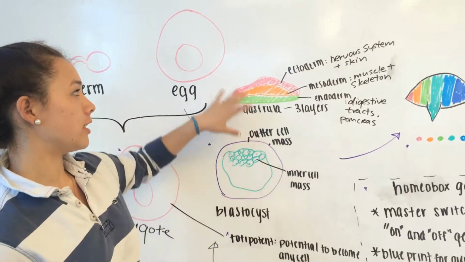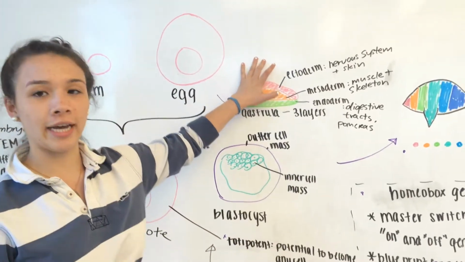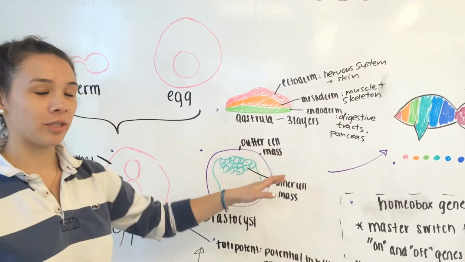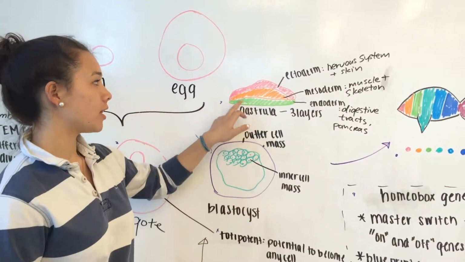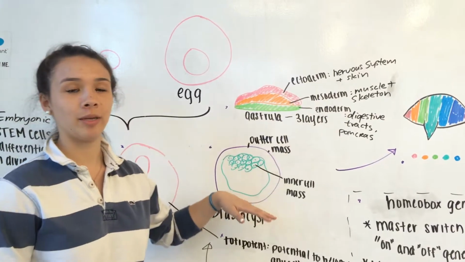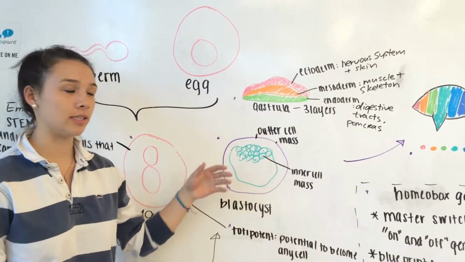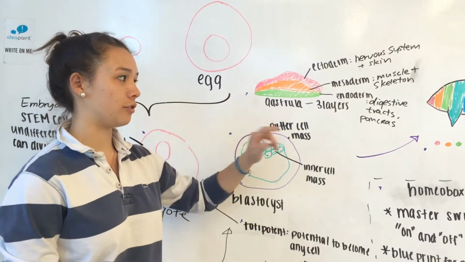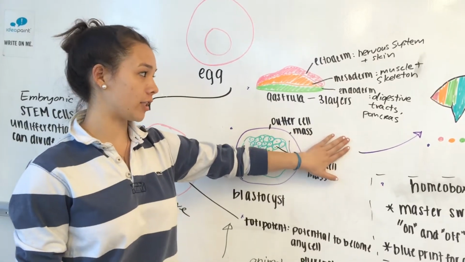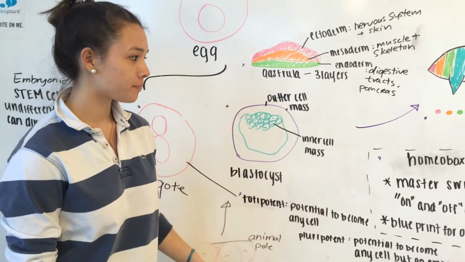So the gastrula consists of 3 layers. The top layer is called the ectoderm, which will eventually form into the nervous system and the skin. The middle layer is called the mesoderm, and that will eventually become the muscles and the skeleton. And the bottom layer is called the endoderm, and that will eventually become our digestive tract and pancreas.